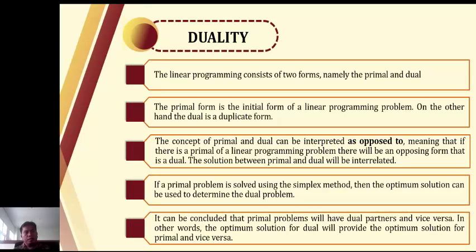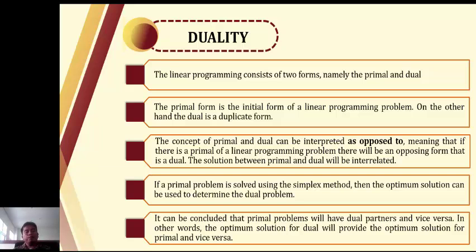Duality. Linear programming consists of two forms: primal and dual. The primal form is the initial form of a linear programming problem. On the other hand, the dual is a duplicate of the primal. The concept of primal and dual can be interpreted as opposites, meaning that if there is a primal of a linear programming problem, there will be an opposing form, which is the dual. The solutions of the primal and the dual will be interrelated.